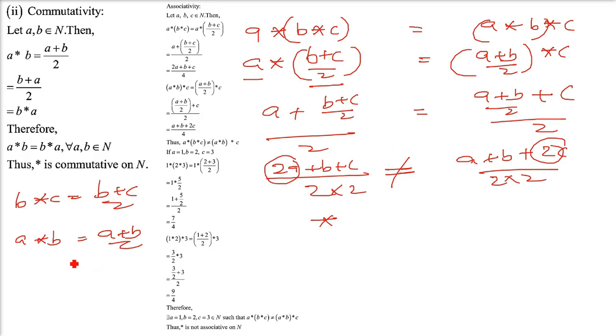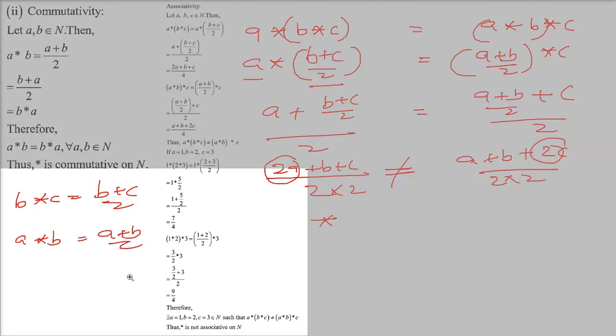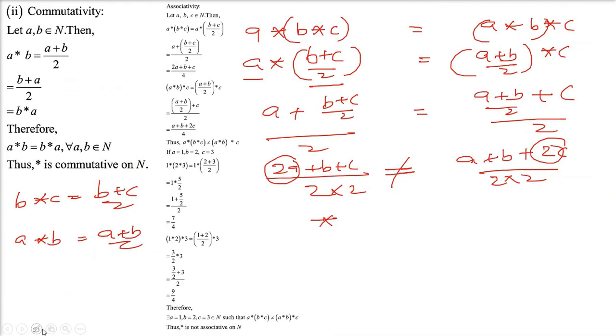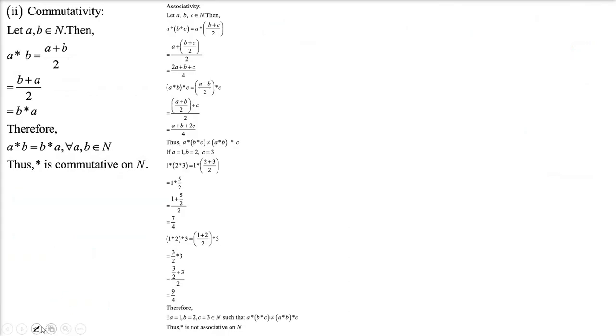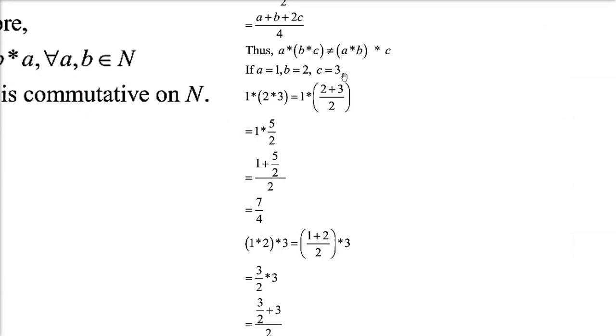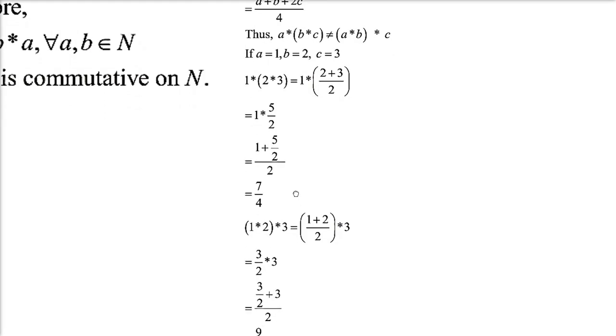So let me tell you about the example also. You can just have a look at example. Take A as 1, B as 2 and C as 3. Both ways you can do. The way I taught you, or you can use the example also. So A, 1, B, 2 and C, 3 we are taking. So 1 star, 2 star, 3. 2 star 3 is what? 2 plus 3 by 2. And 1 star, this is 2 plus 3 by 2, that is 5 by 2. 1 star 5 by 2 is 1 plus 5 by 2 by 2. And that is giving you 7 by 4.